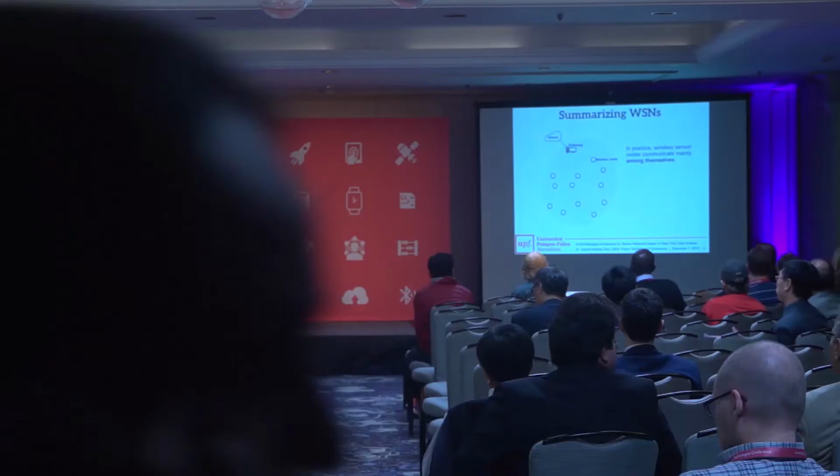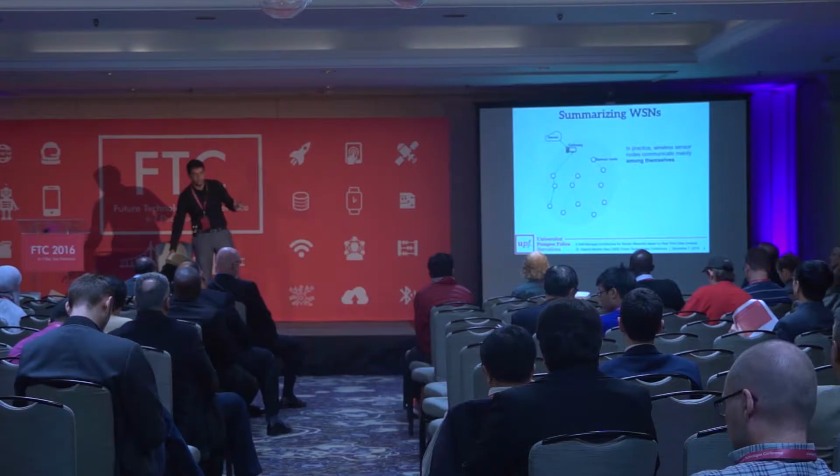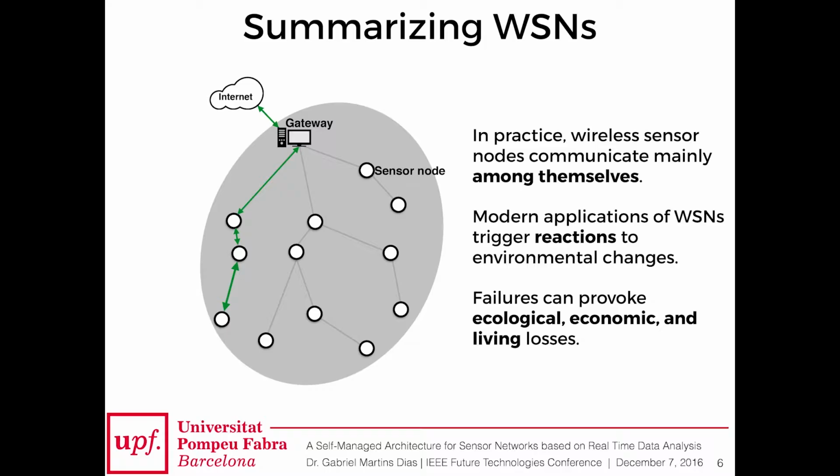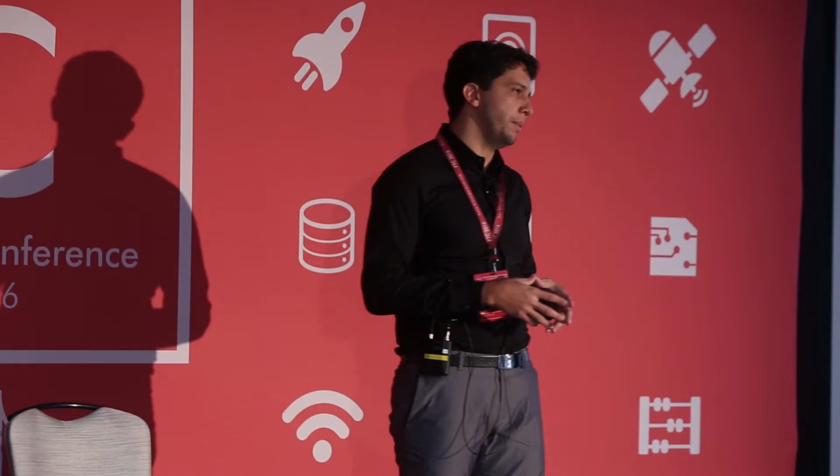In short, we can summarize a wireless sensor network as a set of wireless sensor nodes that can communicate with each other. Even though they can connect directly to the internet, we avoid it because it's too expensive. The modern applications of these wireless sensor networks may trigger reactions to a change in the environment. For example, if the temperature is too high, there may be some reactions to this. And if the wireless sensor network fails or collapses, there may be ecological, economic, and living losses.